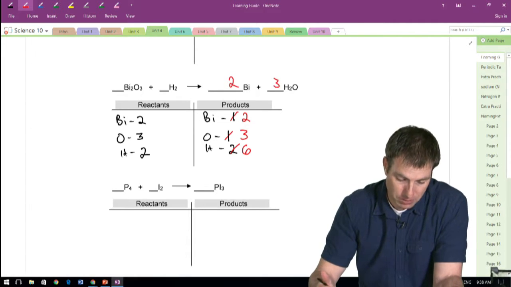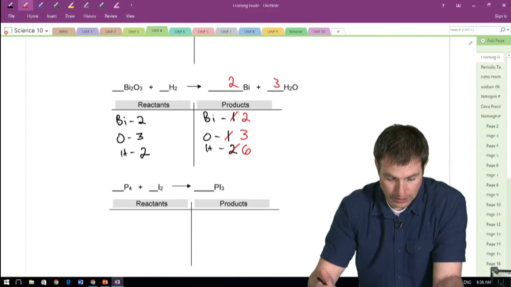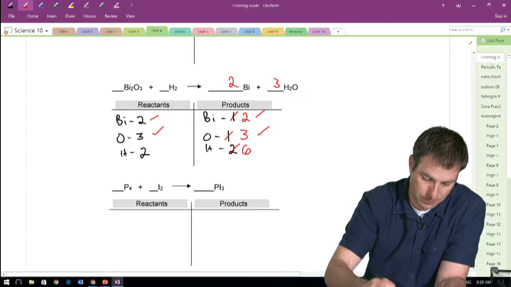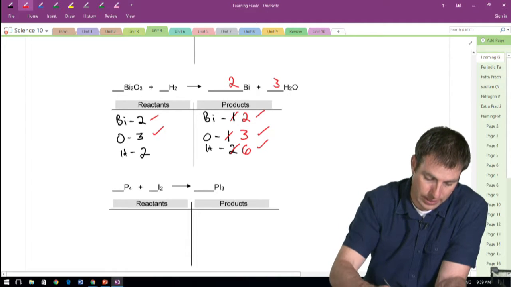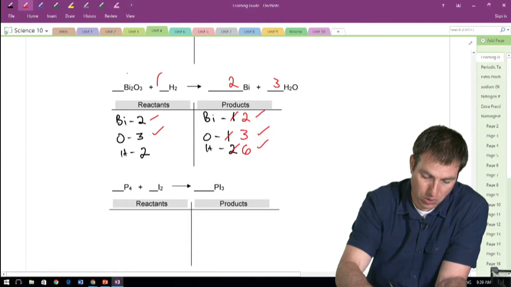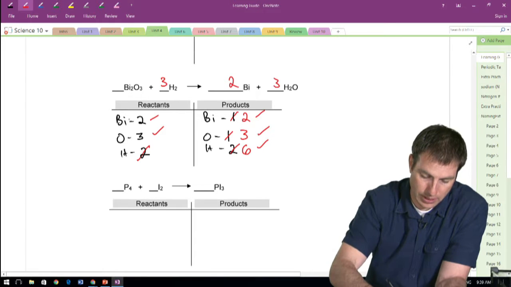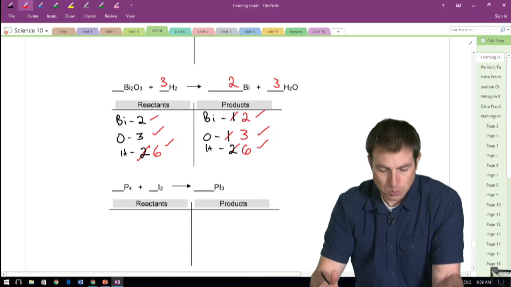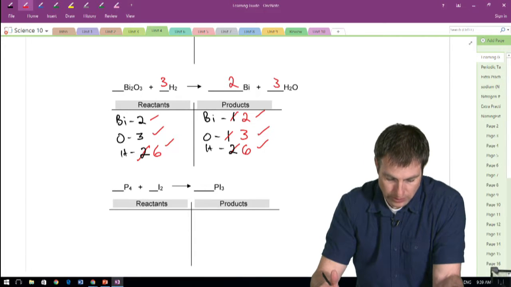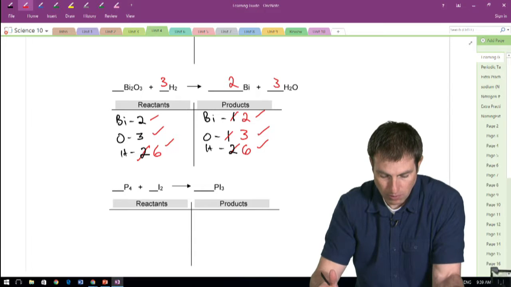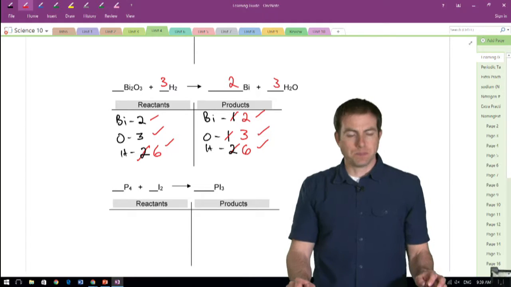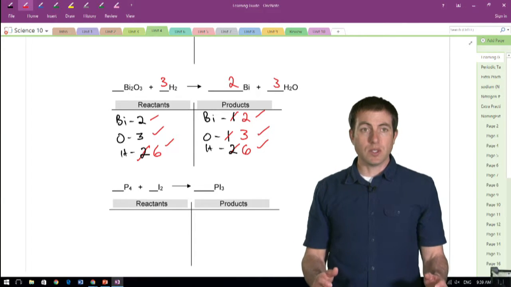Now I need to go back to my reactant side. I have 2 bismuths, 2, I have 3 oxygens, 3 oxygens, I have 6 hydrogens, and I need 6 over here. So what do I have to multiply by 2 to give me 6? I'm going to have to put a 3 in there, and that's going to give me 6. 6 and 6. Balanced. So 2, 2, 3, 3, 6, 6. Everything looks good. And there we go. So the process is the same for all of them.